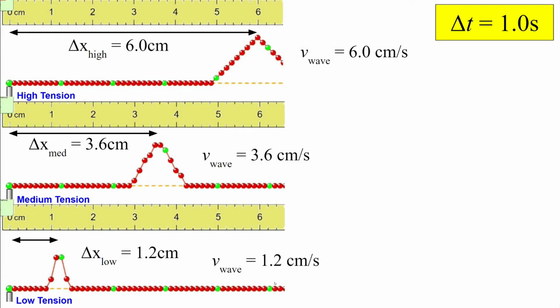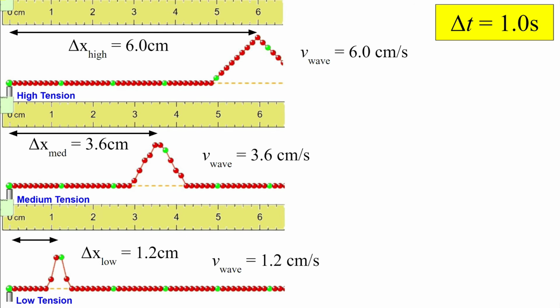So I've paused this simulation to show what the displacement of each of these pulses was after a time of exactly 1 second. And so in 1 second, the high tension string, that pulse moved about 6 centimeters. So if it's moved 6 centimeters in 1 second, that pulse, or the wave, is moving at a speed of about 6 centimeters per second.